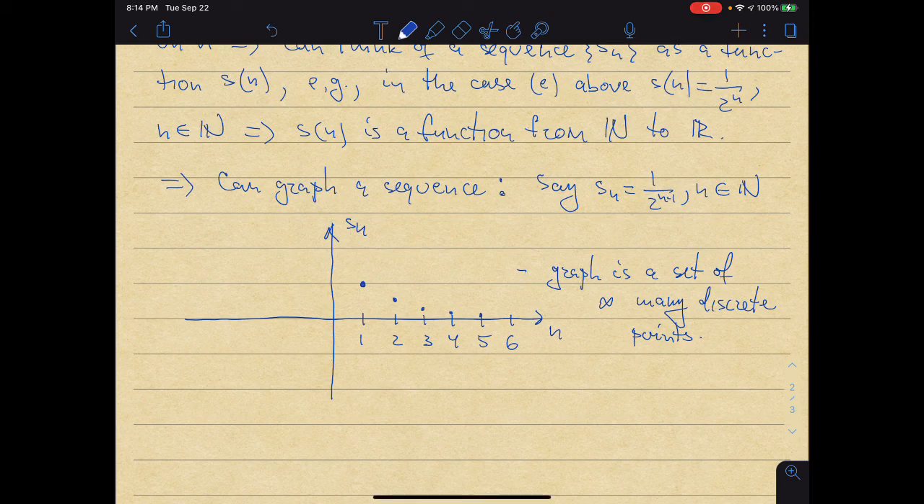So then thinking about calculus, right, if the graph of a sequence is a set of points, then clearly I cannot talk about continuous functions, continuous sequences, or I cannot talk about differentiable sequences because there is no way here to take a derivative. All right.